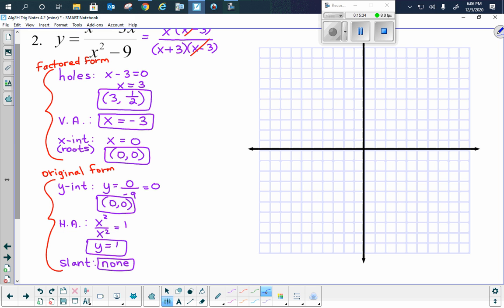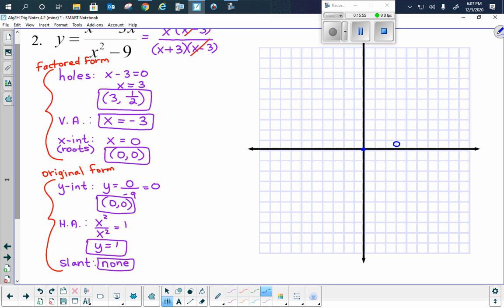Okay, so I like to start out with ordered pairs, especially the (3, 1/2). So (3, 1/2), I'm going to just put a nice big hole there. Make sure that you don't draw through it. Make sure it's easy to find. Ordered pair (0, 0), I see, is on my graph. Found that a couple of times.